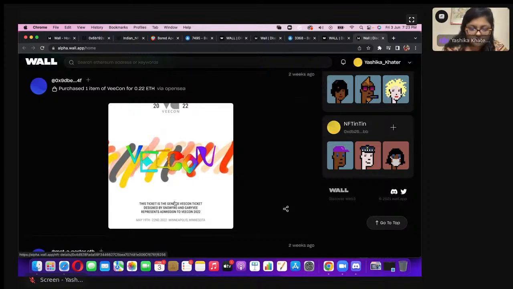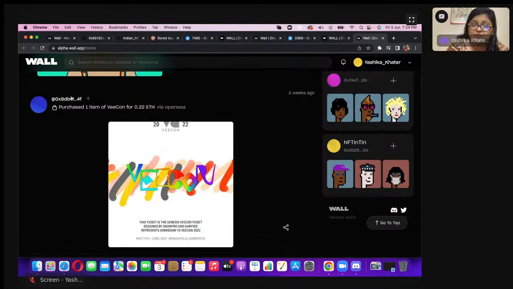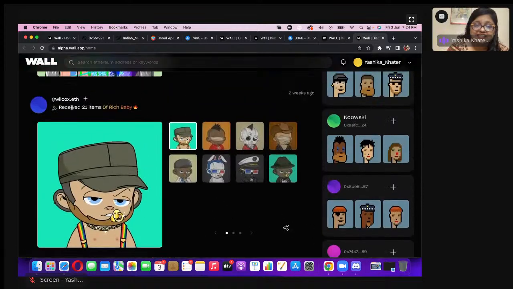Okay, and this happened on May 19th, which means that he probably went to the Vcon that happened right now in May 2022, and as part of being there, this is like his proof of admission, and he's getting this NFT in his wallet as proof of admission. So this guy went and purchased it. You see, there's a difference: purchased, and then there is received.